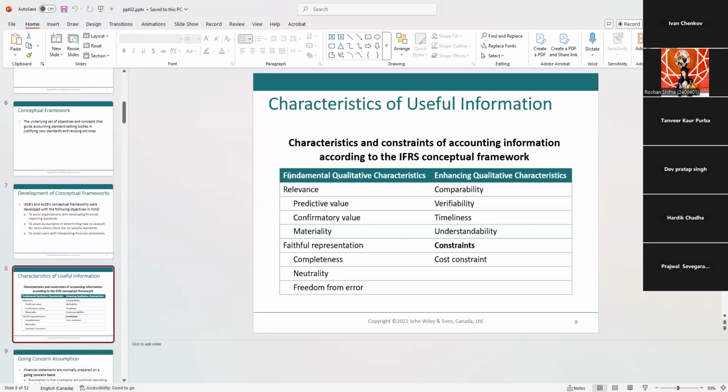And we have the fundamental characteristics and we have enhancing characteristics. Relevance means we can predict, we can confirm, and there's no error. Faithful means information is complete, neutral, and again, there are no errors. Enhancing characteristics are comparable, we can verify it, it's on time, and it's understandable. And obviously, we're going to have constraints. Constraints is always the cost.